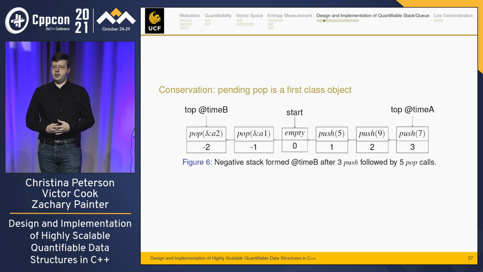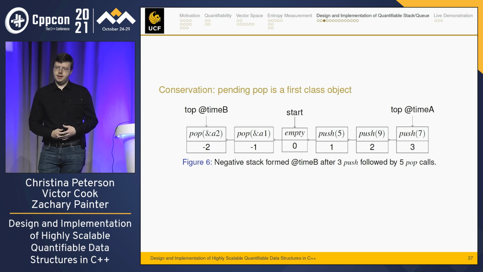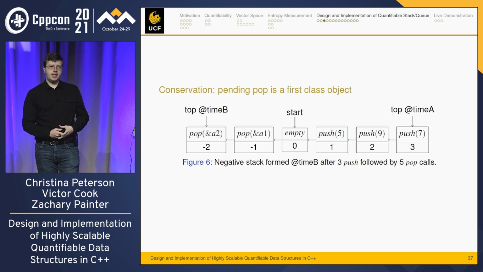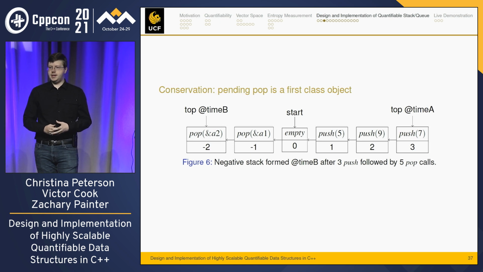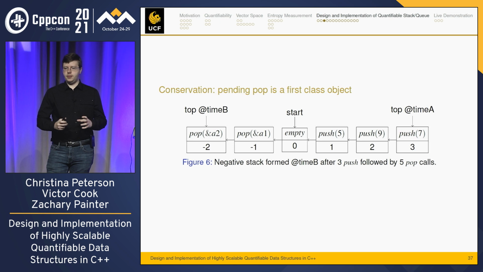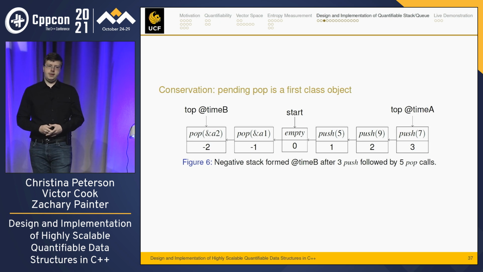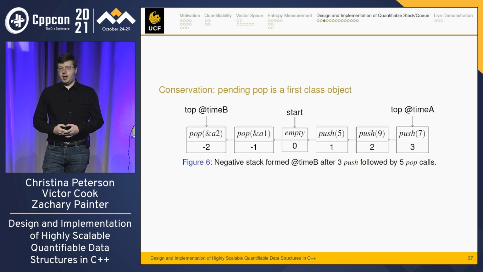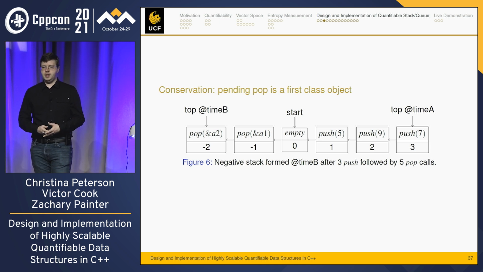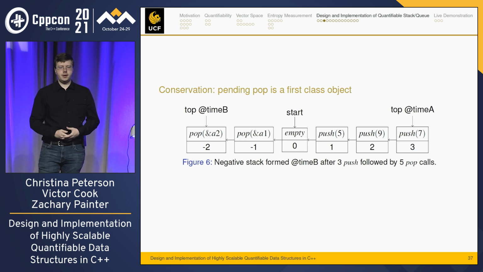So what we're actually going to do is start forming what we call a negative stack, where these pops actually exist as an item in the data structure. Incoming pushes at any point afterwards would collide with those pending pops sitting in the data structure and satisfy them, allowing them to actually return a value. This of course means that the pop essentially happened before the push in terms of real-time order, but for quantifiability, that's not a problem. That doesn't violate our correctness and quantifiability.